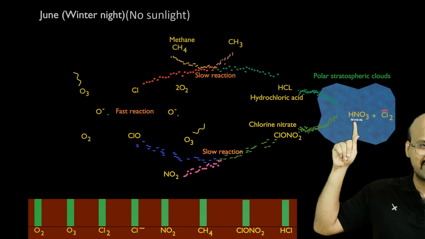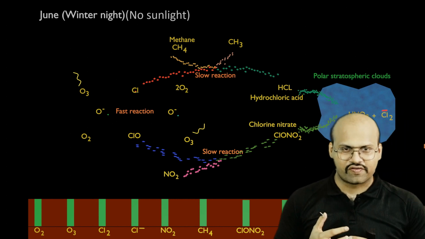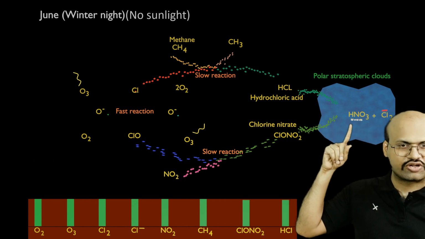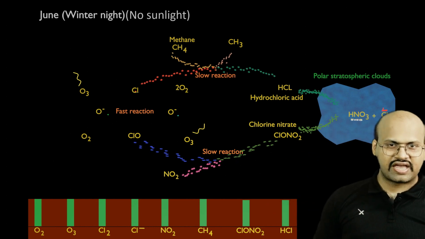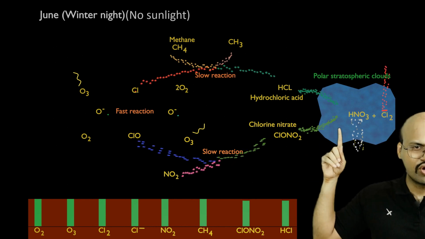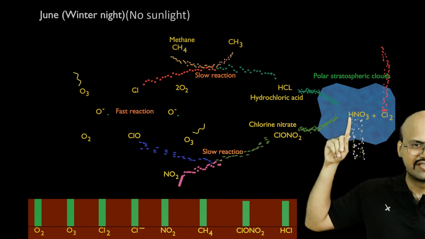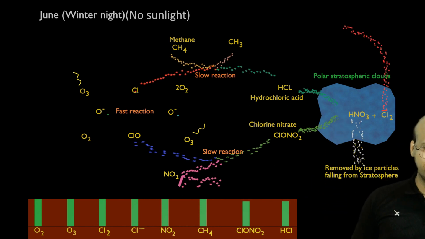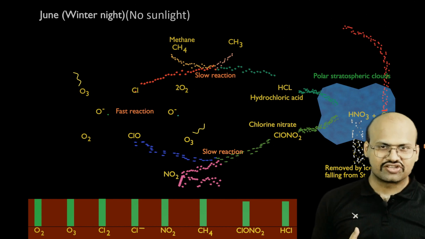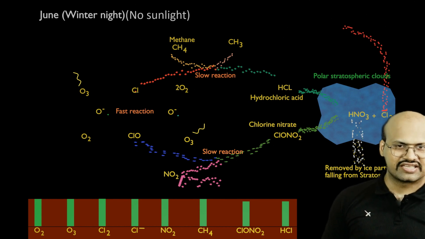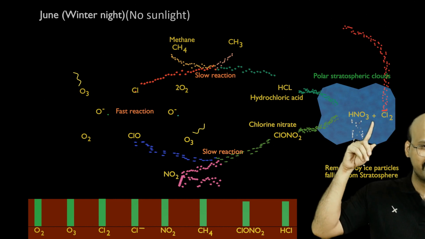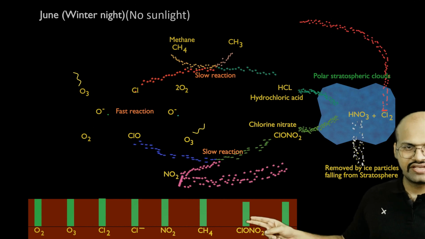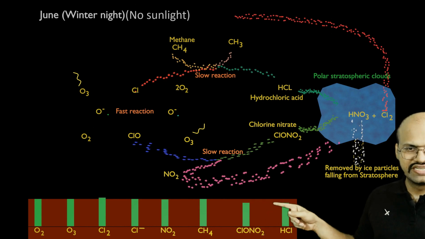Now remember, these hydrogen and nitrogen elements are important for forming reservoirs, but by this reaction the hydrogen and nitrogen elements are removed. And now what happens is that, because of the formation of ice particles, these hydrogen and nitrogen elements will come down into the troposphere, and therefore we see that there is a depletion of hydrogen and nitrogen elements in the stratosphere, and there is an increase in chlorine compound. So we will see here that the hydrochloric acid and chlorine nitrate amounts are decreasing.